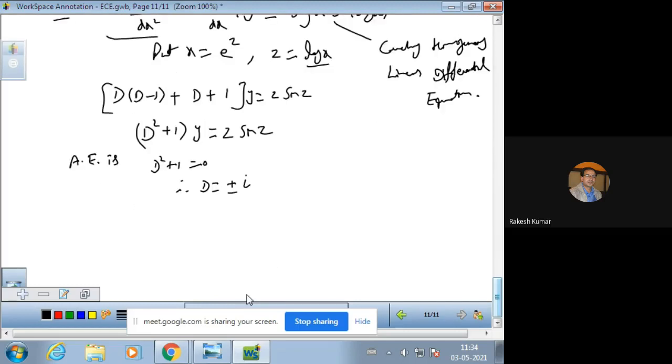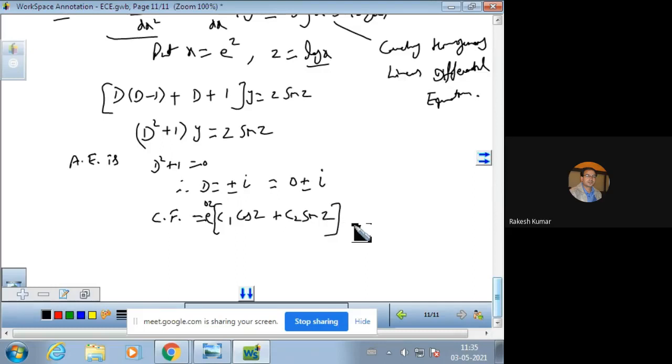Now the roots are imaginary and your complementary function will be c1 cos of z plus c2 sine of z, because there is no real part and the real part is 0. So e^(0z) will be there, and इसको आप चाहे लिख भी दें और चाहे ना भी लिखें एक ही बात है, because e^(0z) is 1. Now z can be substituted as log x. So c1 cos of log of x plus c2 sine of log of x.